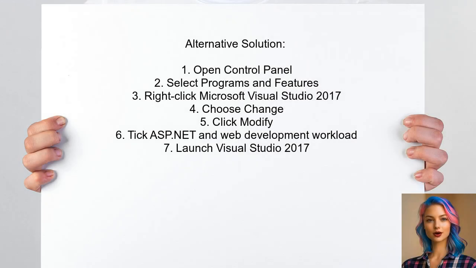An alternative solution to the problem is to modify Visual Studio 2017. First, go to your control panel and select Programs and Features. Then, find Microsoft Visual Studio 2017. Right-click on it and choose the Change option. This will open the Visual Studio Products window. Click on the Modify button, and in the Web and Cloud section, make sure to tick the ASP.NET and Web Development workload. Finally, launch Visual Studio 2017 again.